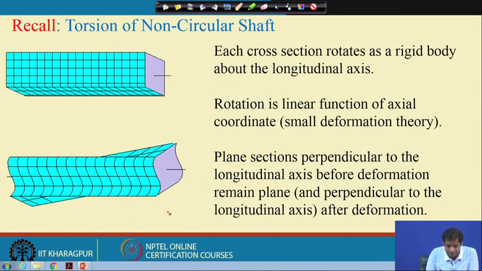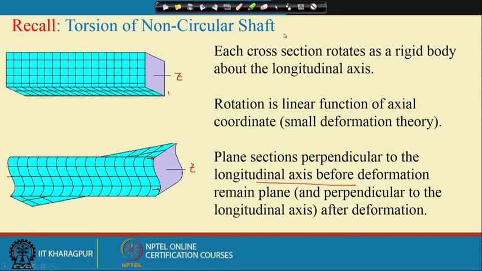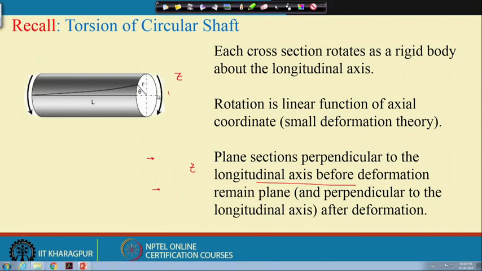You see, the first assumption, that each cross section rotates as a rigid body about the longitudinal axis, is not valid in this case. The last assumption, that plane sections perpendicular to the longitudinal axis remain plane, is also not valid here. This is the deformed shape, and there is an out of plane deformation. This is the plane before the deformation, and that section becomes like this. Out of plane deformation means deformation in the z direction. But in the case of a circular shaft, there was no deformation in this direction. That's why it remains plane, right?